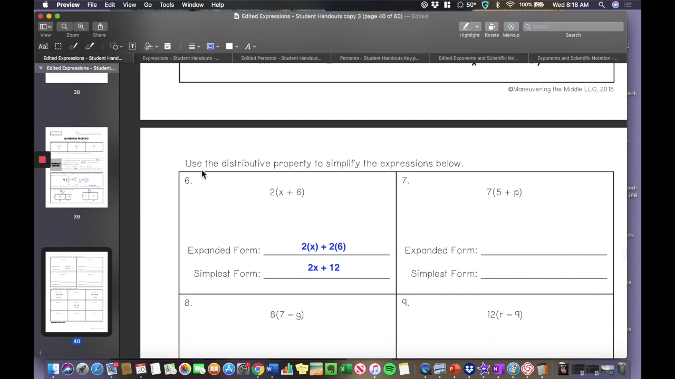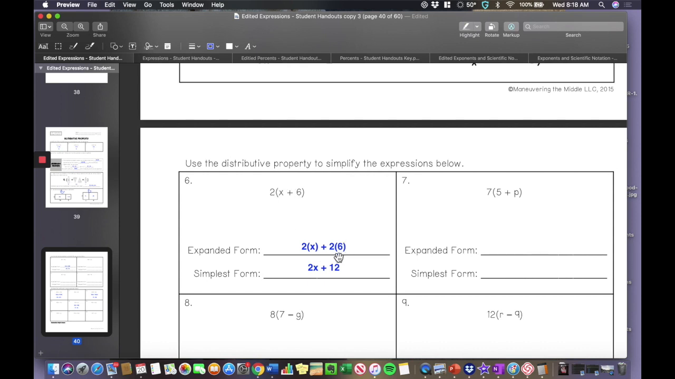So on the other side of your page, you're going to use the distributive property to simplify the expressions below. So I have 2 being distributed to x plus 6. Now expanded form is just the one step before the simplified form after we distribute. So I can say 2 times x, and because it's a positive, it's going to say 2 times 6.